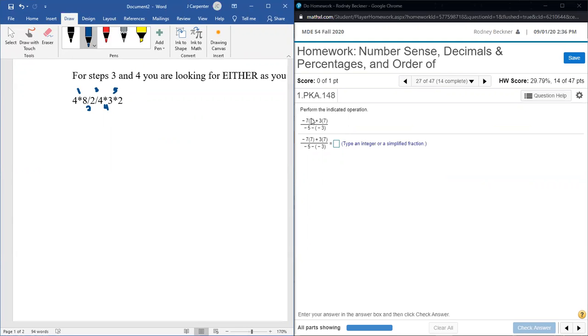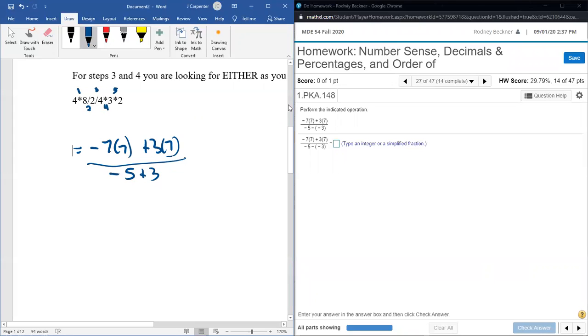All right, -7 times 7 plus 3 times 7, all over -5 minus -3. First of all, minus a negative makes a plus. That's the first correction you should have up here. First, not correction, but simplification. So that should be -7 times 7 plus 3 times 7, all over -5 plus 3.